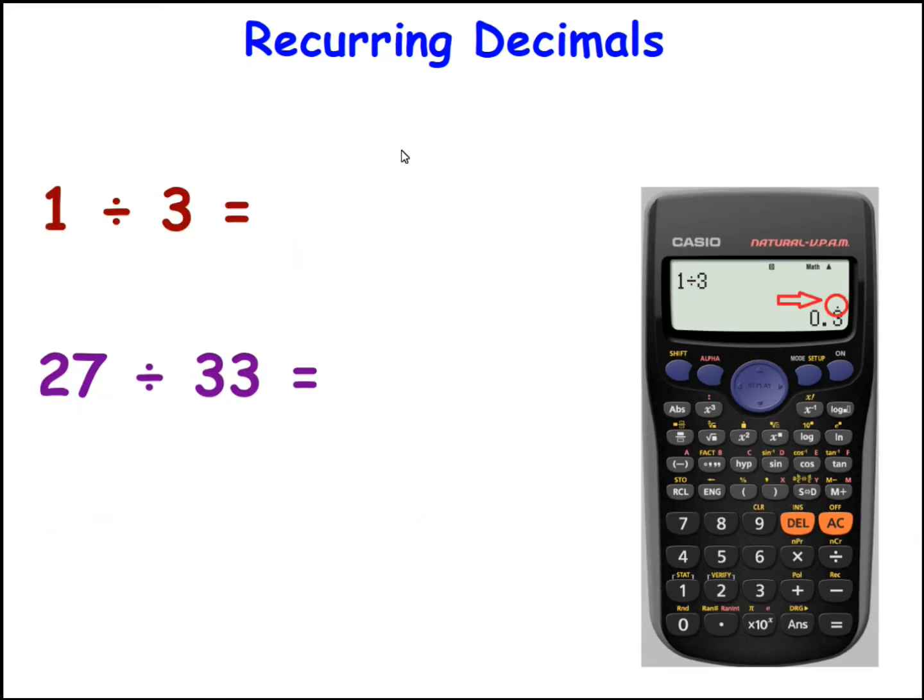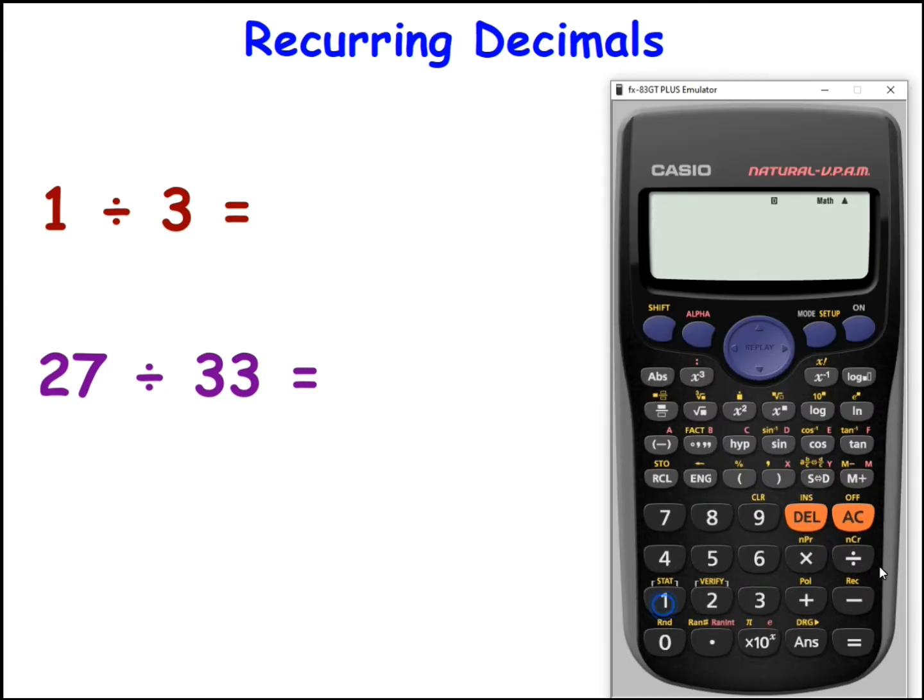What we also need to cover are recurring decimals. Now, it's not so much entering them into your calculator that you'll ever have to do, it's actually keeping an eye out for the recurring decimal when you get your answers. So let's do a couple of calculations and remind you about recurring decimals.